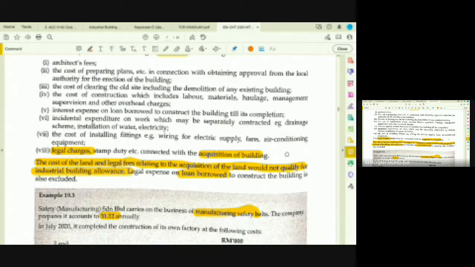And this is very important: the cost of the land and legal fees relating to the acquisition of the land would not qualify for industrial building allowance. Anything to do with land is not allowed.